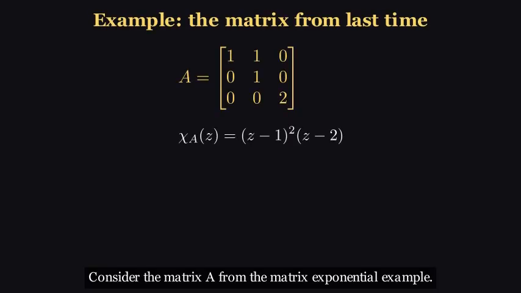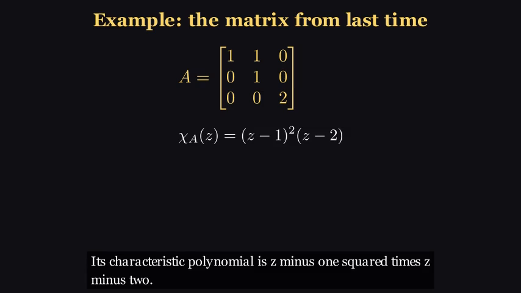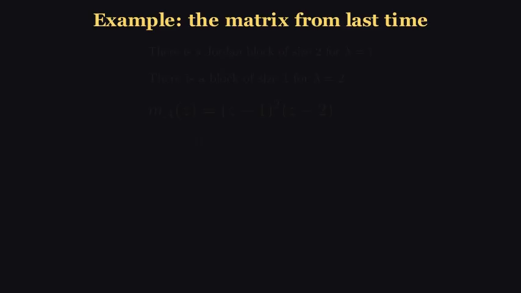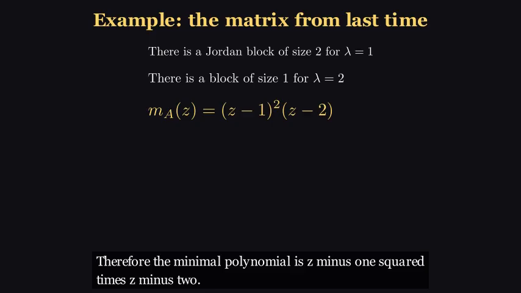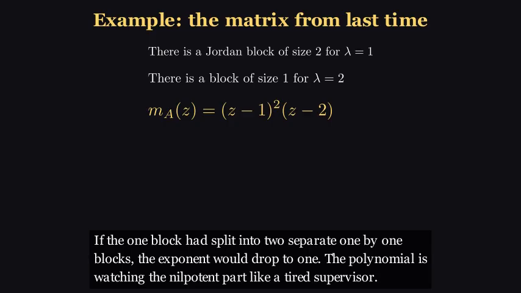Consider the matrix A from the matrix exponential example. Its characteristic polynomial is (z minus 1) squared times (z minus 2). The eigenvalue 1 has a Jordan block of size 2, while the eigenvalue 2 has block size 1. Therefore the minimal polynomial is (z minus 1) squared times (z minus 2). If the 1 block had split into two separate 1 by 1 blocks, the exponent would drop to 1. The polynomial is watching the nilpotent part like a tired supervisor.